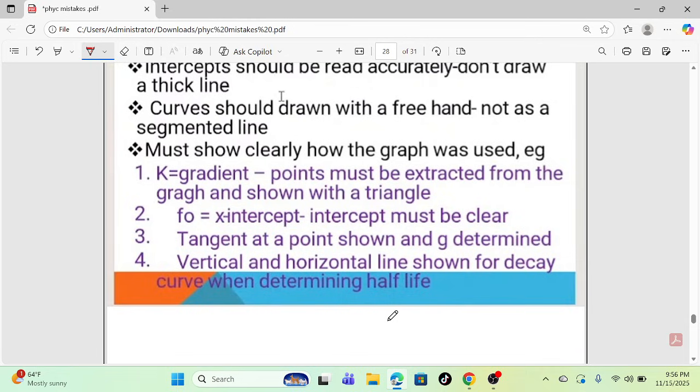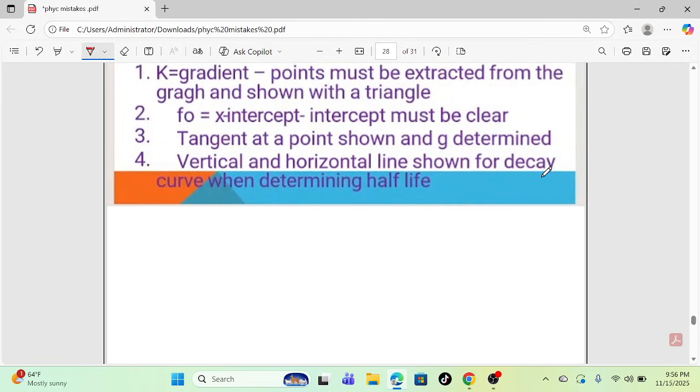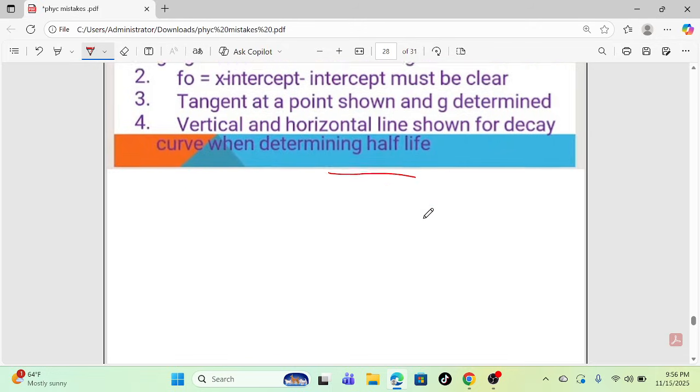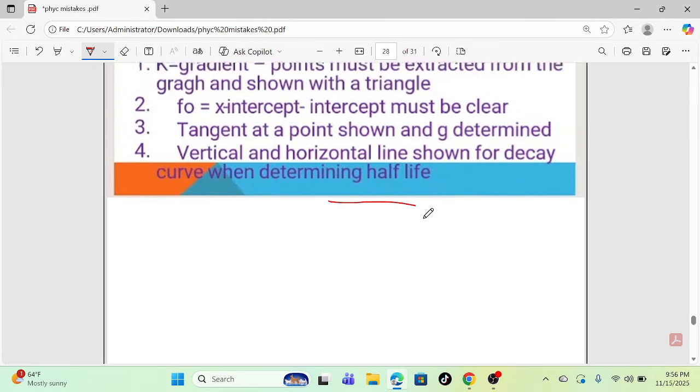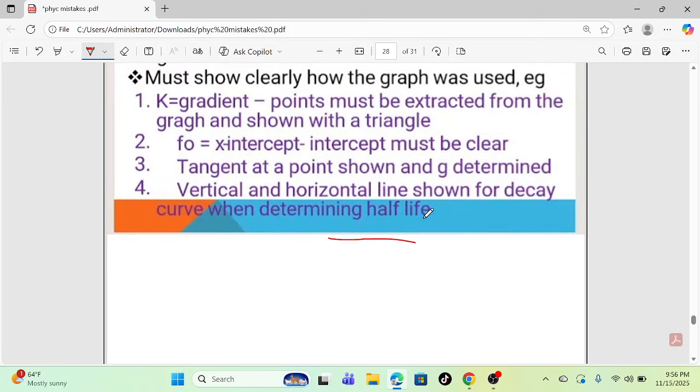Also, vertical and horizontal lines shown for the curve in radioactivity when determining half-life. So vertical and horizontal lines shown for the curve when determining half-life. So you must show clearly how the graph is used.